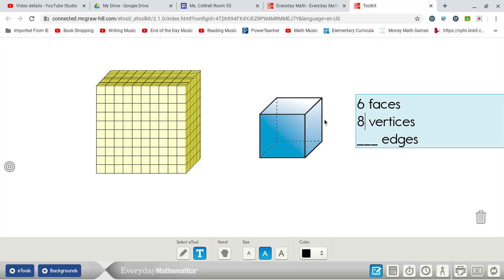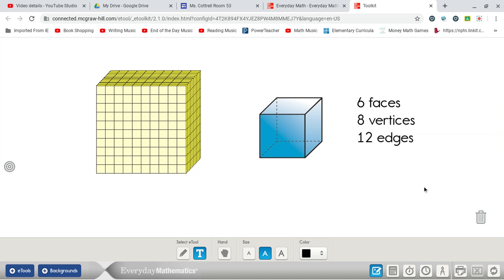And now we're going to count our edges, which are all of these lines. So we have 1, 2, 3, 4 on the top. We also have 1, 2, 3, 4 on the bottom. That makes 8. And then we have these guys, 1, 2, 3, 4, connecting our top and bottom. So that's 4, 8, 12. We have 12 edges in this cube.